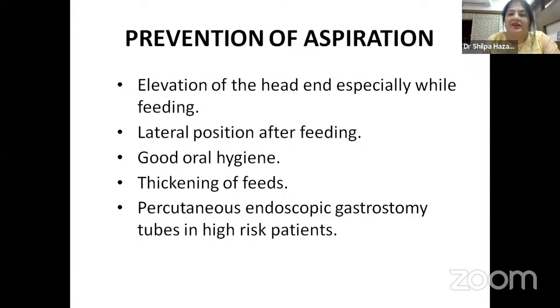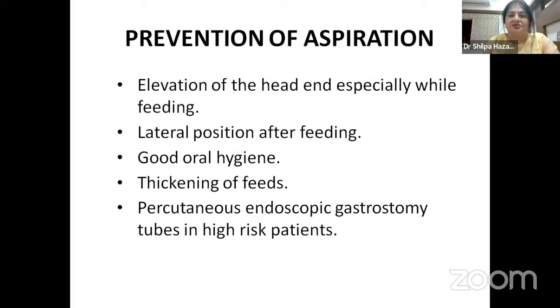How do we prevent aspiration? Now, this is the most important thing, I think. Especially in those high-risk children where there is a possibility of chronic or recurrent aspiration, one needs to elevate the head, especially while feeding. Lateral positioning, especially left lateral positioning, for approximately an hour after feeding. Good oral hygiene has to be maintained, especially in neurologically impaired children.